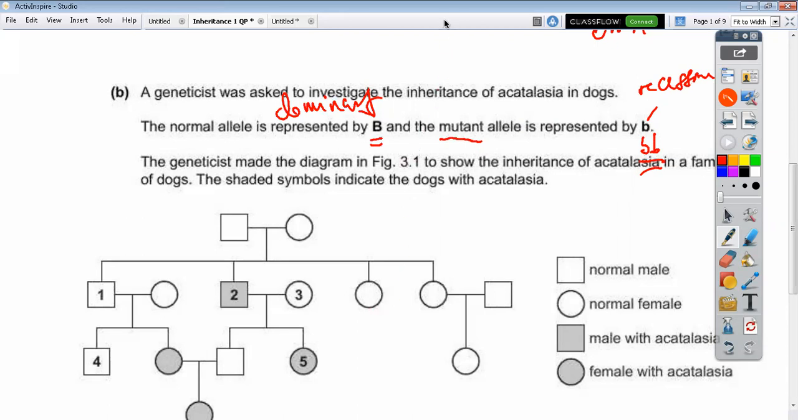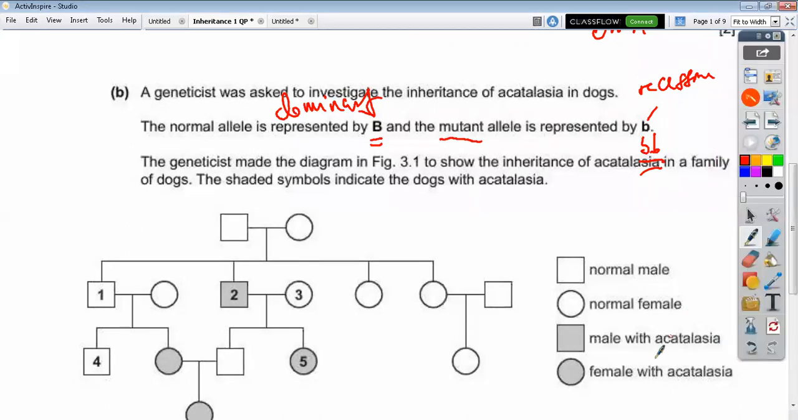Yes. We are losing network. So what's happening with you guys? Someone's network here. So if I go back here, we have a female and a male here, and one is shaded. We are told that, if you read that, hold on. So this is normal, this is normal. Then this is the person with the condition.